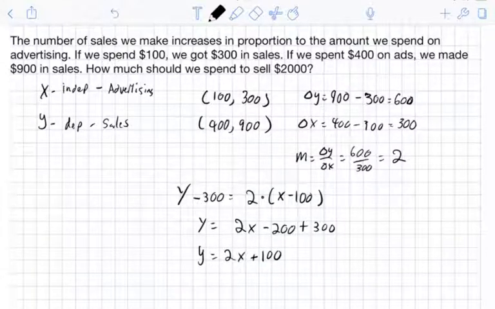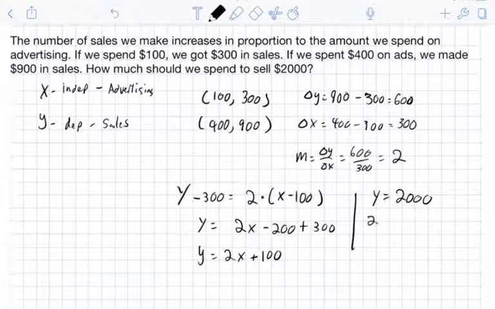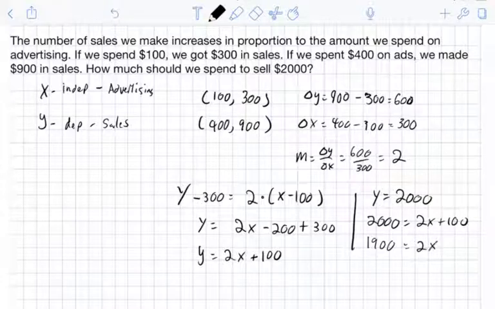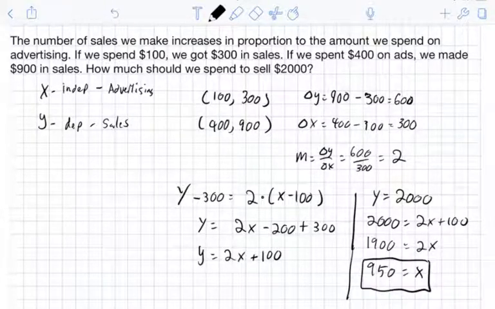So we can use this to answer the question. I want y to be 2,000. 2x plus 100 equals 2,000, which becomes 1900 is equal to 2x, which becomes x equals 950. I have to spend $950 to get $2,000 in sales.